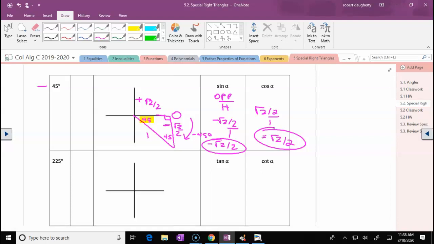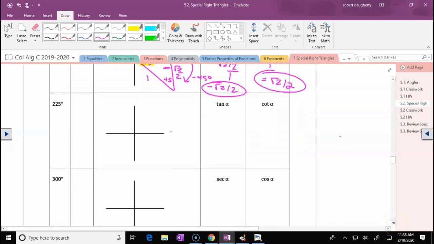225. It ends in a 5. What kind of triangle am I going to end up drawing here? It's going to be a 45. You know that. So you just got to find the right quadrant for it. So if that's 0 and 180, where's that 225 going to put me?